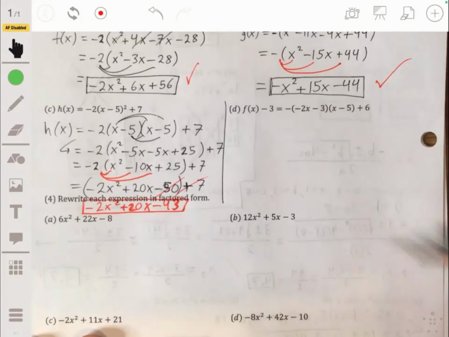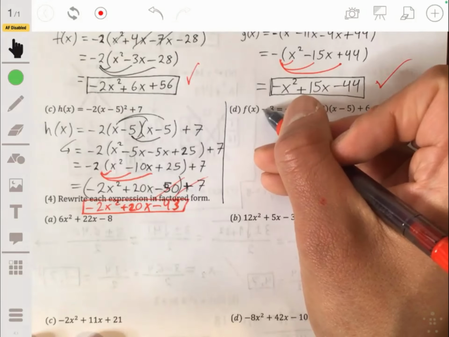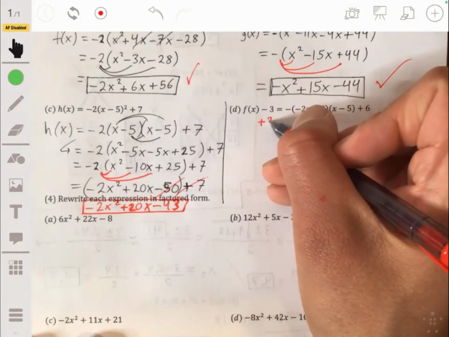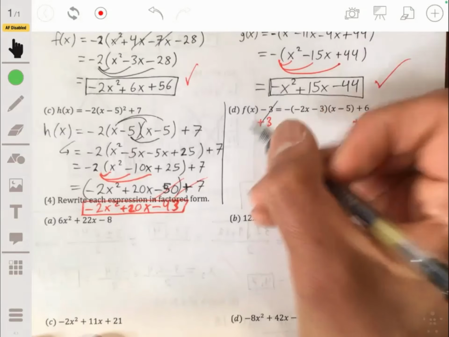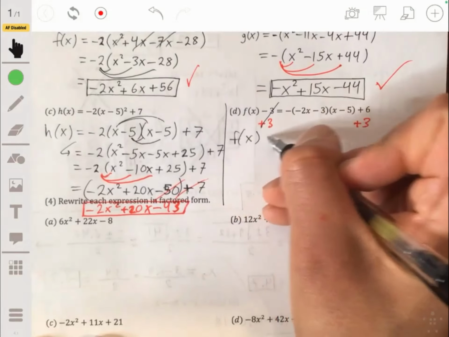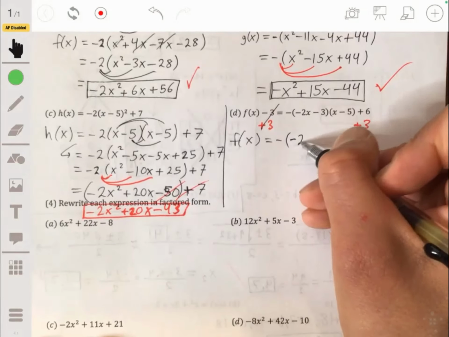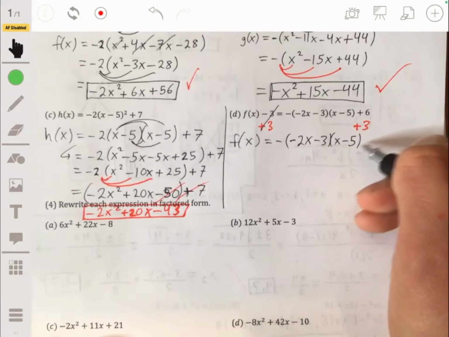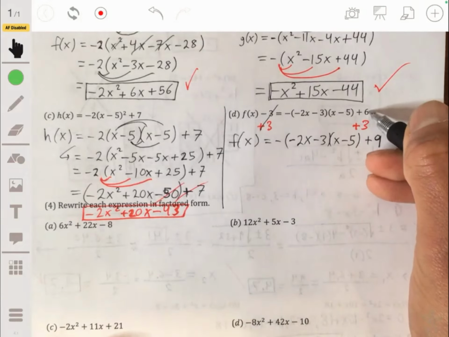All right, D looks kind of weird, which it is, but we just have this -3 on the left side of the equation, so we just add 3 to each side. Add it to the 6, so we're going to get then f of x equals negative times -2x minus 3 times x minus 5 plus 9. Because the 3 and the 6 add up.